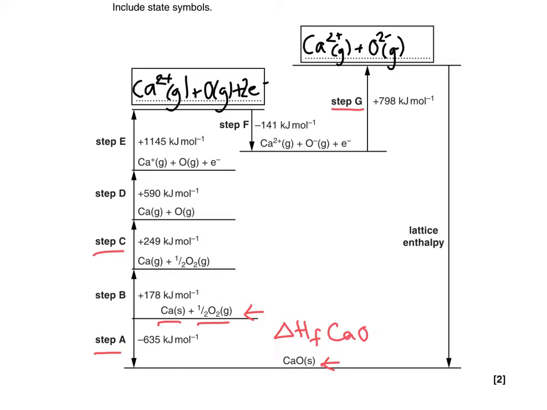C is what is changing, is our calcium is changing from a solid to a gas. So that is the enthalpy change of atomization of calcium. And G over here, oxygen is gaining a second electron. So that is the electron affinity, second electron affinity even, of oxygen. I'm going to write these out in full on the next page when I've got space to do that.